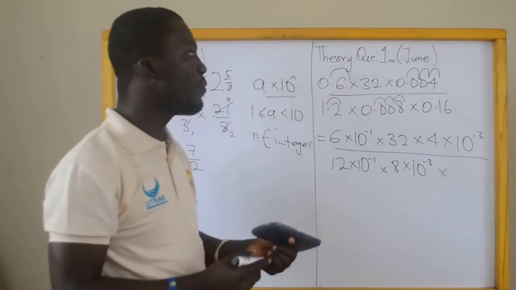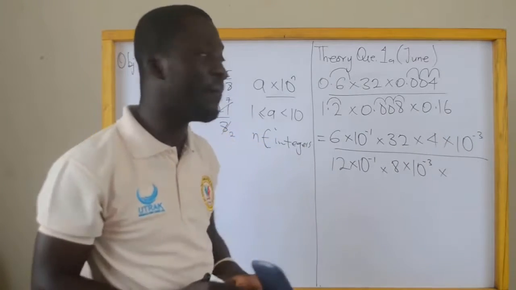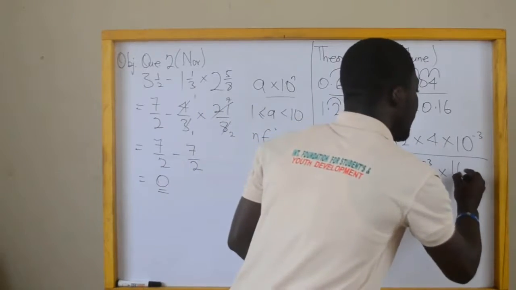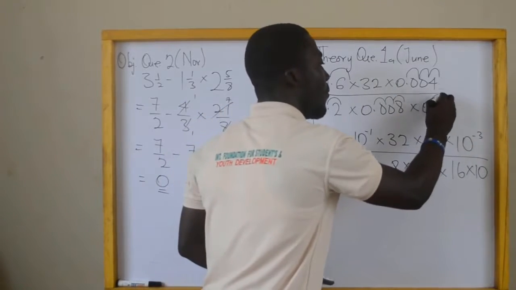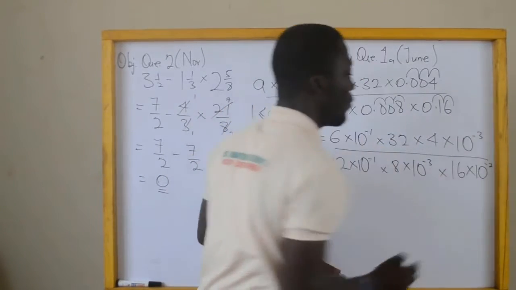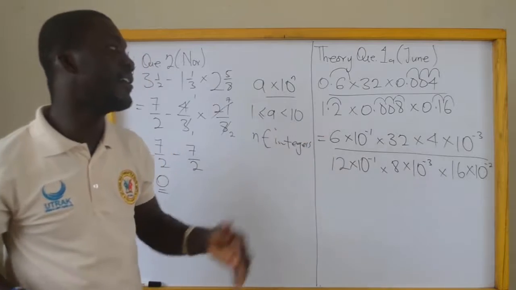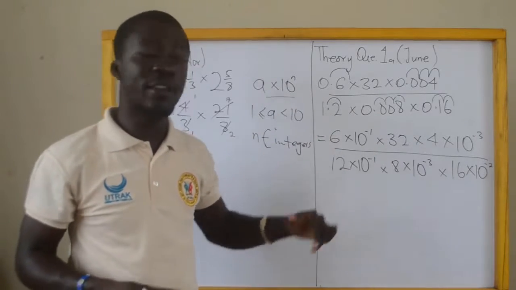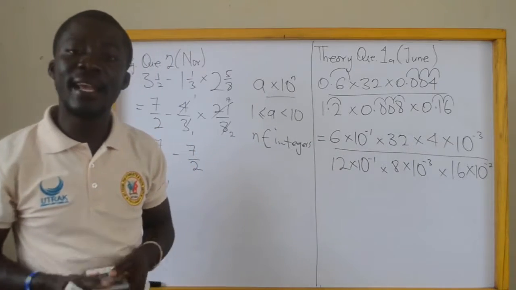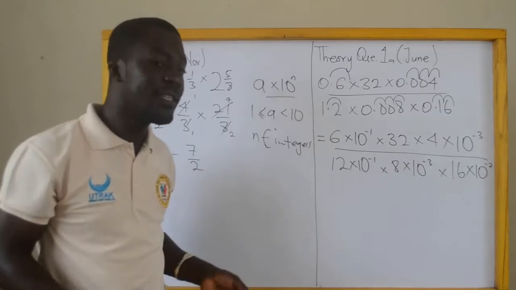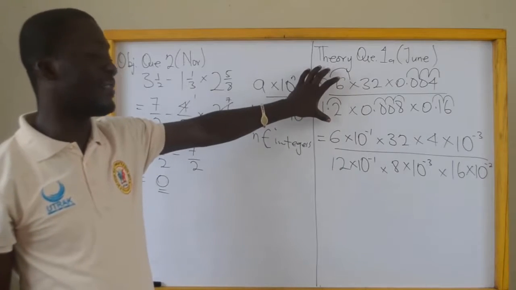So we want to bring the 16 to the other side to be a whole number. That one will be 16 times 10 raised to the power, how many times? 1, 2. So negative 2. Now we have 6 times 10 raised to the power negative 1 times 32 times 4 times 10 raised to the power negative 3, divided by 12 times 10 raised to the power negative 1 times 8 times 10 raised to the power negative 3 times 16 times 10 raised to the power negative 2. This is the same as the original.